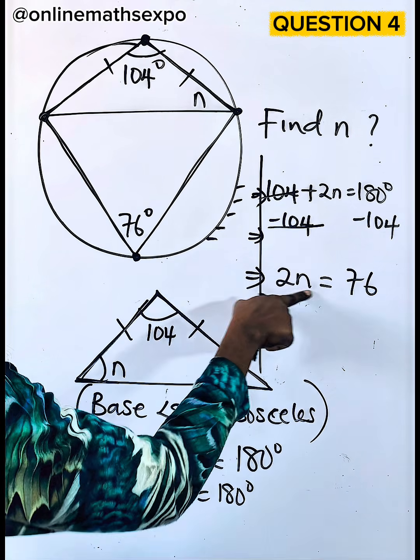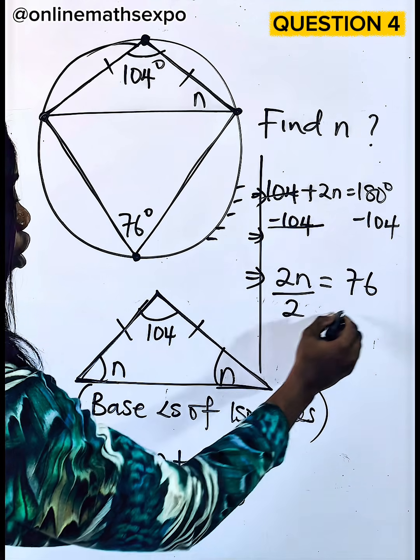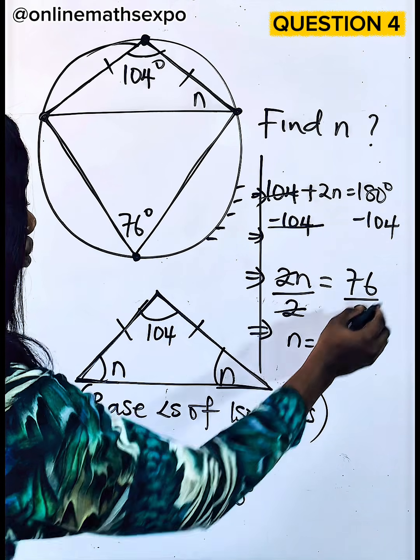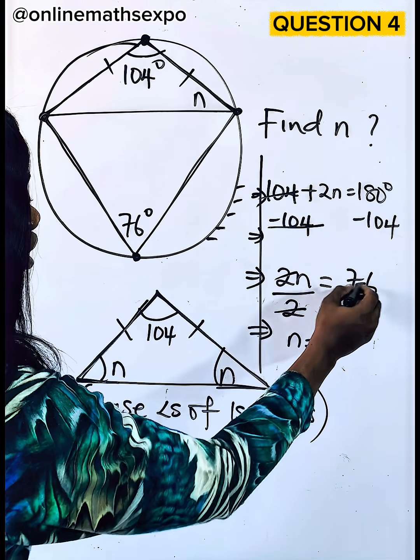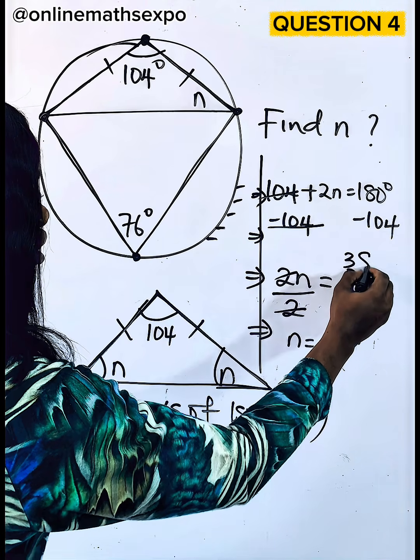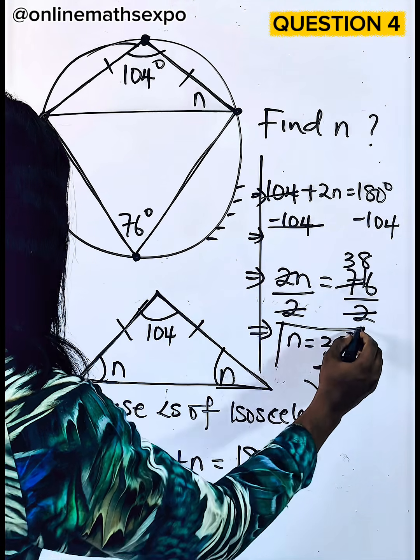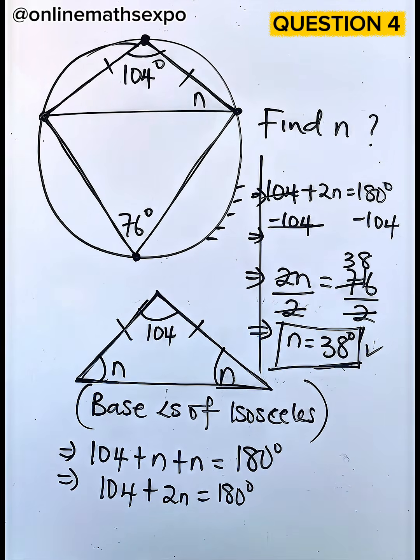To get n, these two are multiplying. To remove 2, you divide both sides by 2. So when you do that, n will give us, divide this, this is 1, this is 3 remaining 1, this is 8. So n is 38 degrees, and that is our answer.